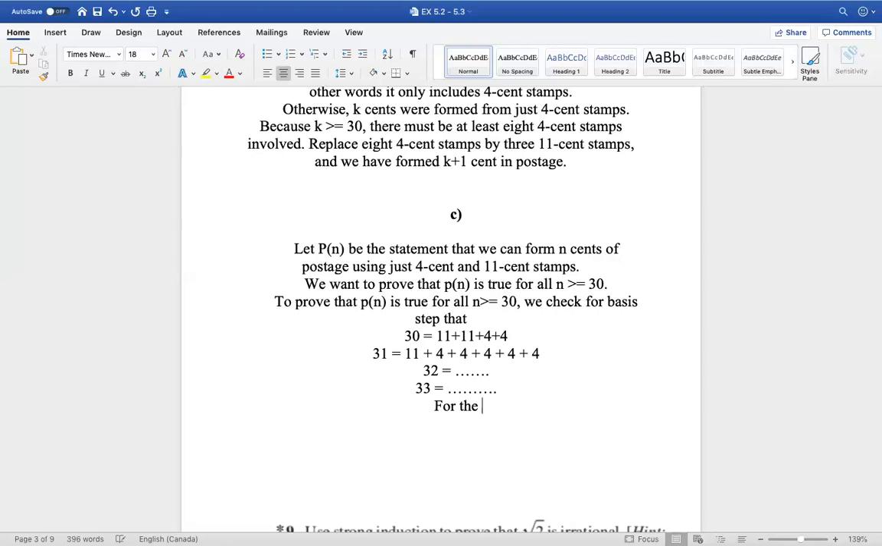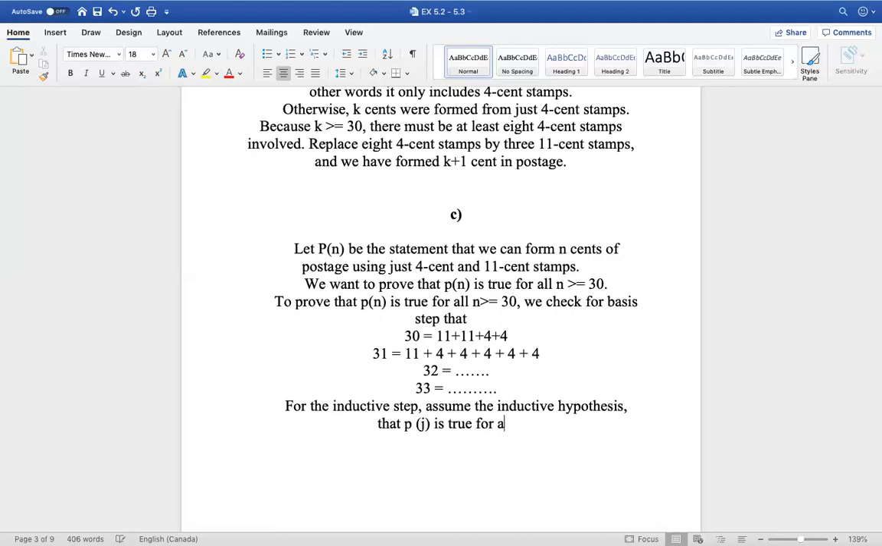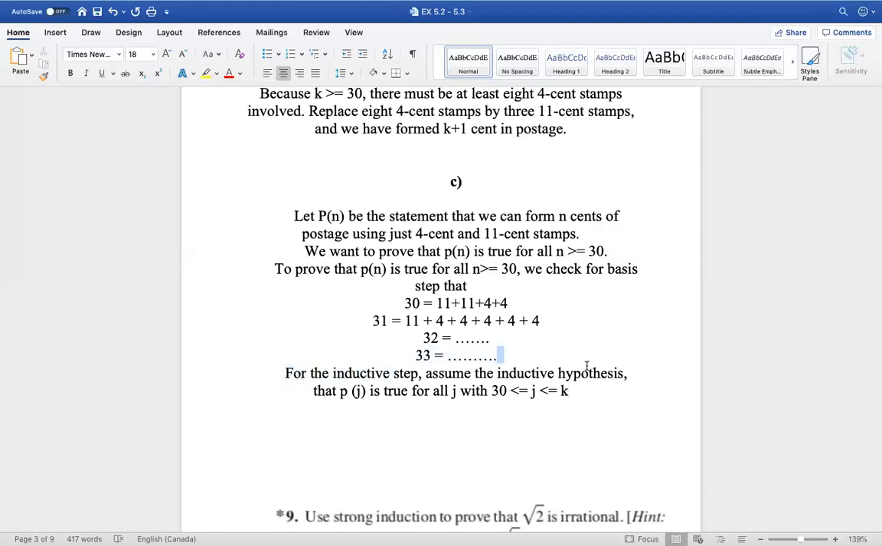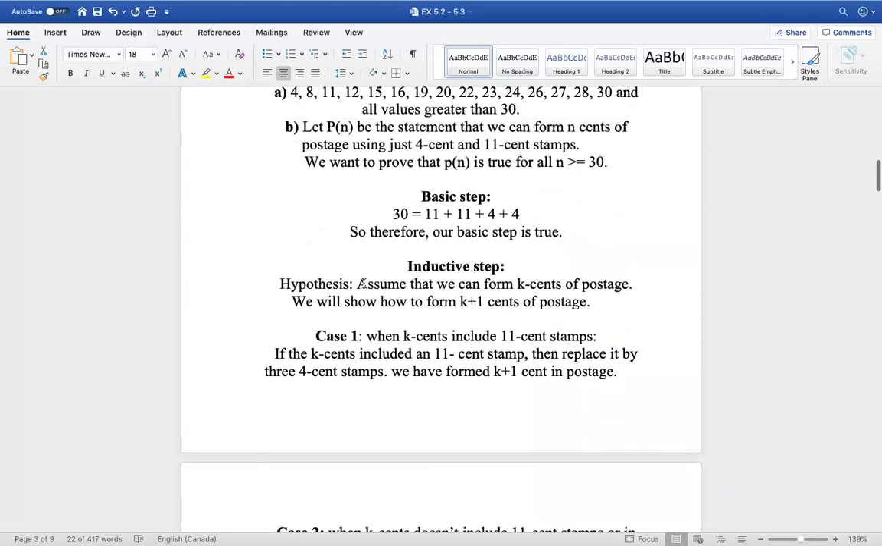Therefore, for the inductive step, assume the inductive hypothesis that P of j is true for all j with 30 less than or equal to j less than or equal to k. This is basically the main difference between strong and weak induction. In weak induction we don't have such a strong inductive hypothesis. We only assume that we can form k cents of postage, and we show how to form k plus 1 cents of postage.